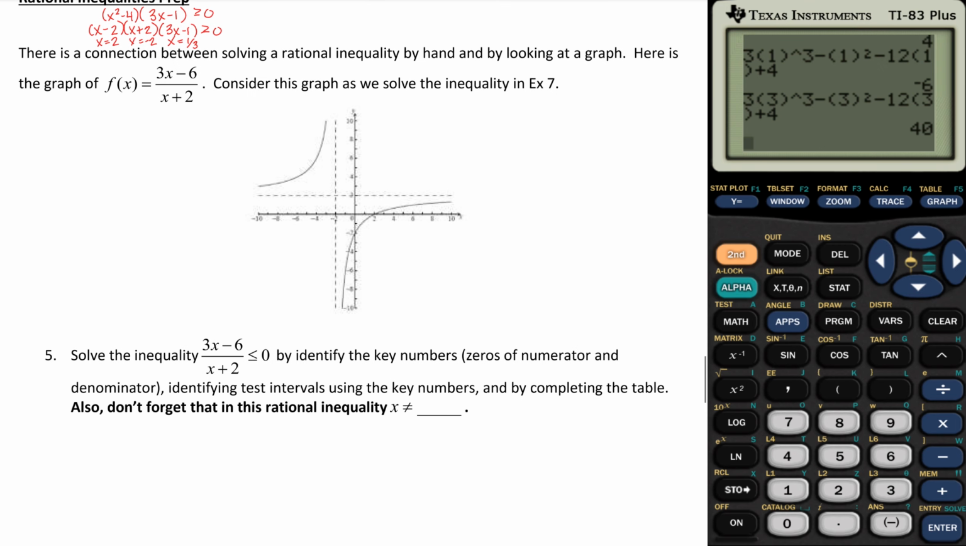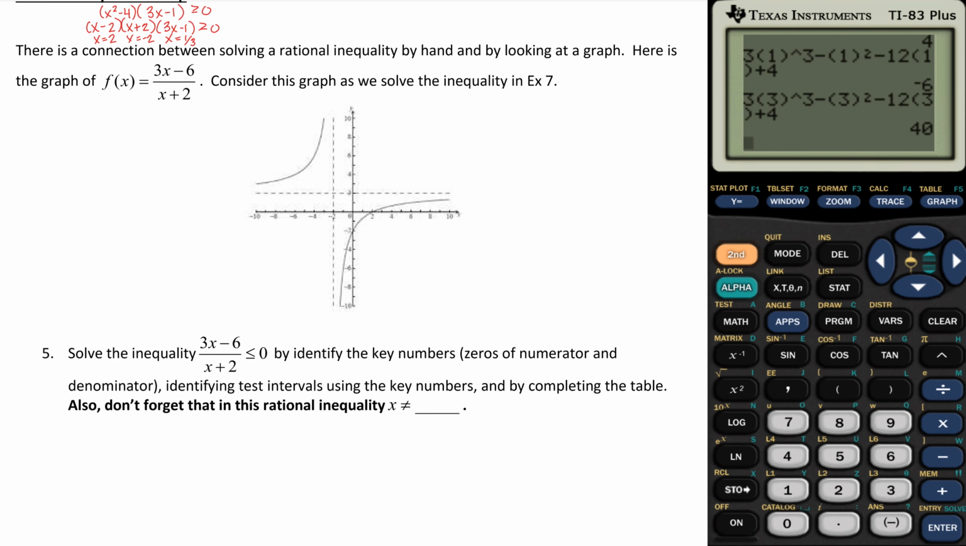So we're going to look at the rational inequality by a graph and by hand. We are given (3x minus 6) over (x plus 2). We are given the graph for the expression, and we're going to be looking for everything less than or equal to 0, meaning where is it less than or equal to 0? Now, for these, we have a little bit of special parameters that we have to look at.